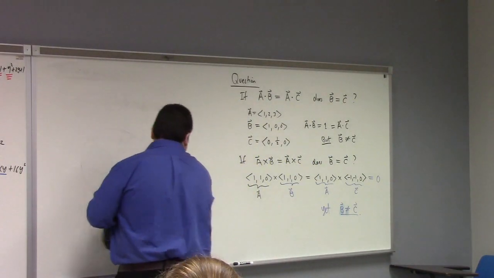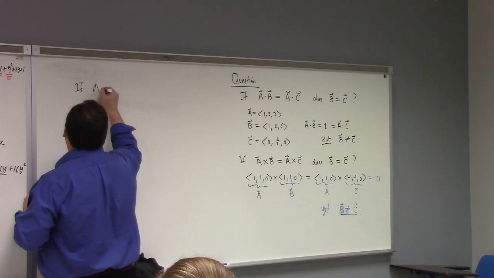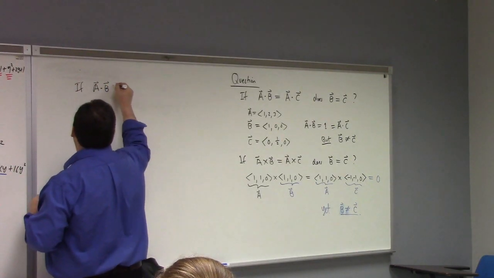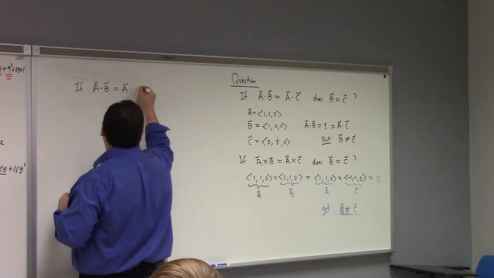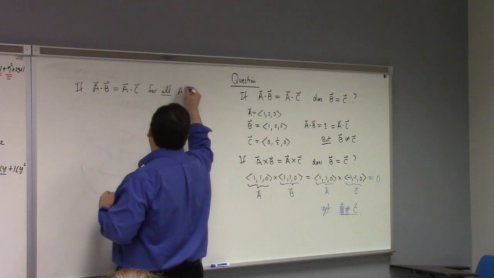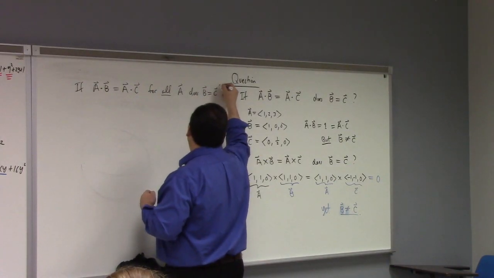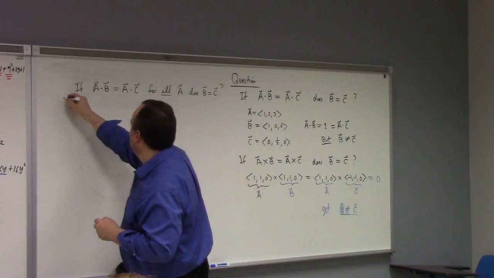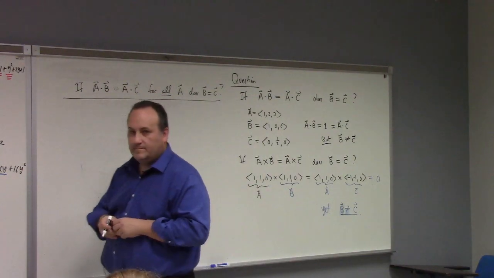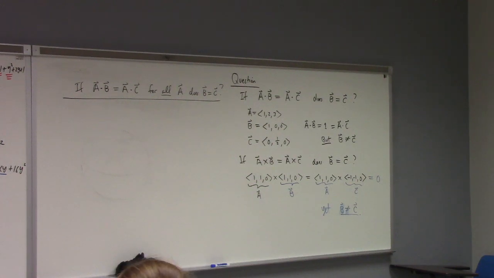If I know, it's very different. If A dot B is equal to A dot C for all A, does B equal C? See, now the answer is yeah, definitely so. Why? How can you show that?